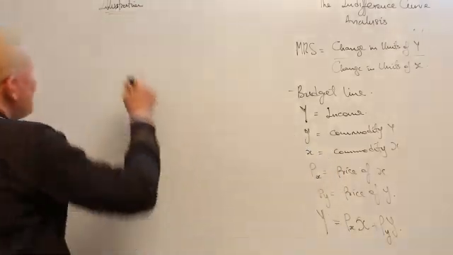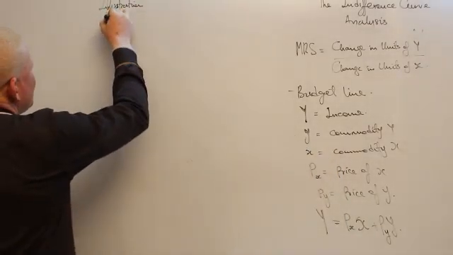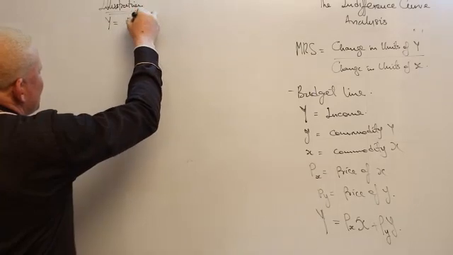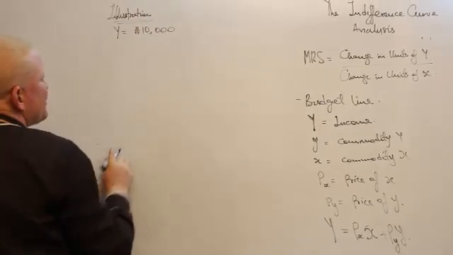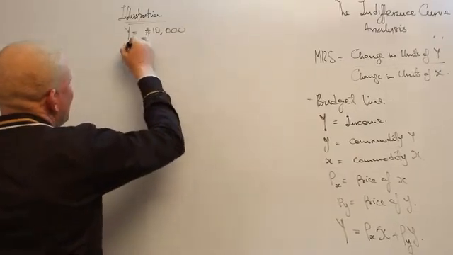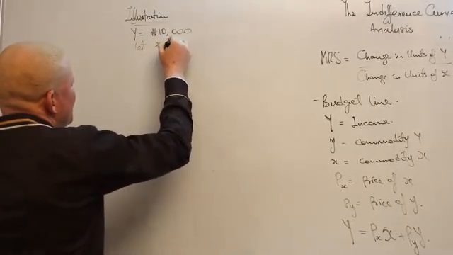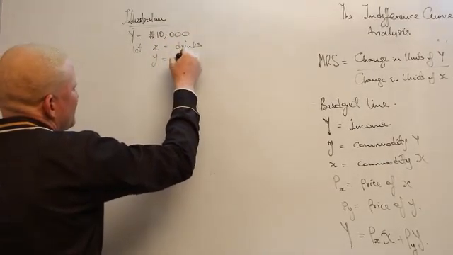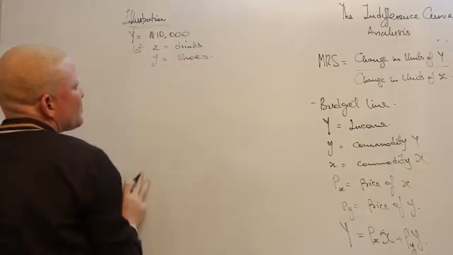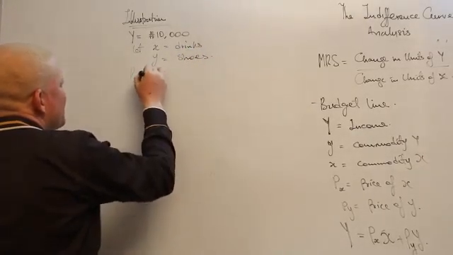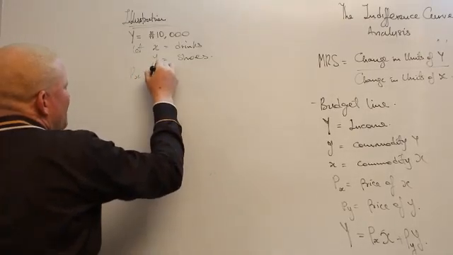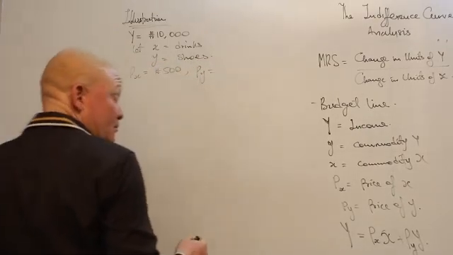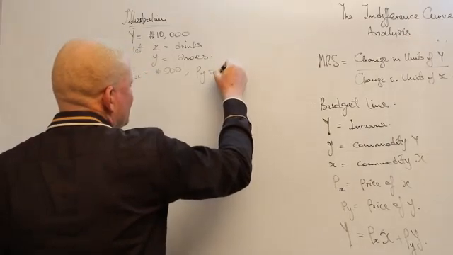Okay, going with that, the man's disposable income is 10,000. We let X be drinks and Y be shoes. Price of X is 500 per unit and price of Y is 1,000.